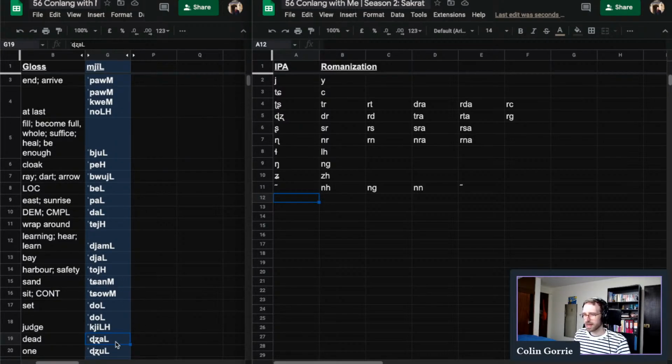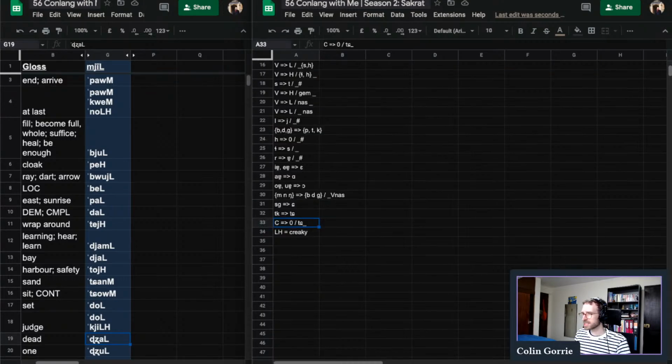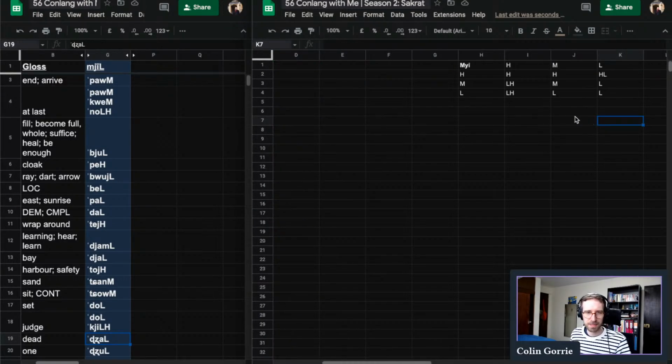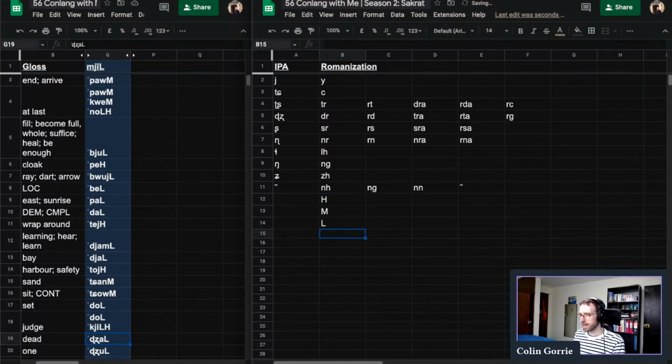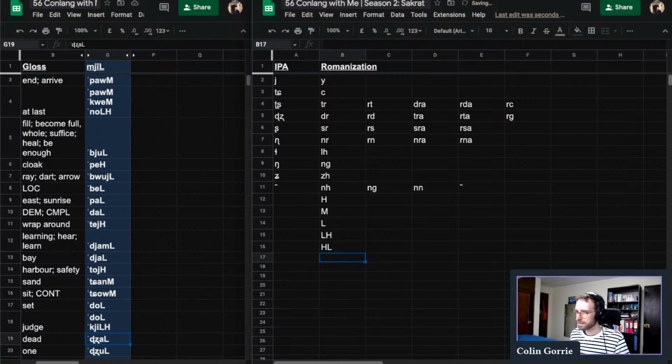So what are our tone categories in this language? Let's remind ourselves by going to our, where is it? Sheet 6, I believe it was. Everything's so expertly named here. So we have high, mid, low, low-high, high-low, so rising and falling. So 5 tones. Let's go back. So H, M, L, LH, HL. These are the things we have to contend with.